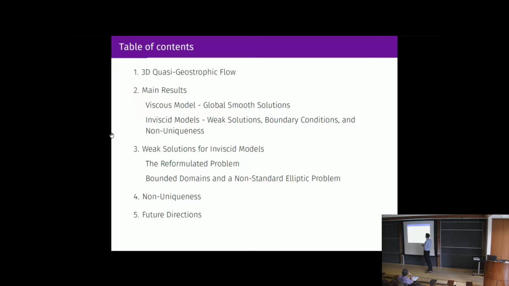And then when I have a little more time, I will tell you some of the main tools that we use. The first is the reformulation of the problem. And then I'll make a remark about the model on a bounded domain, where we have the physical boundary conditions. We had a cute elliptic problem arise out of that. And then finally, I'll say a few things about the non-uniqueness theorem.